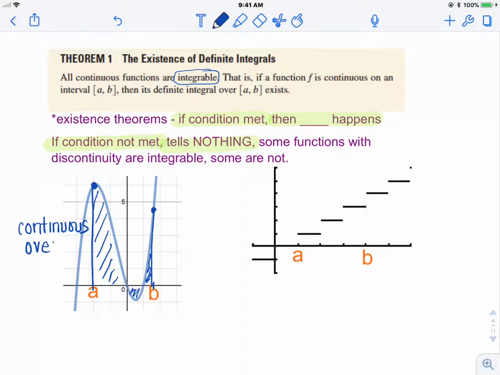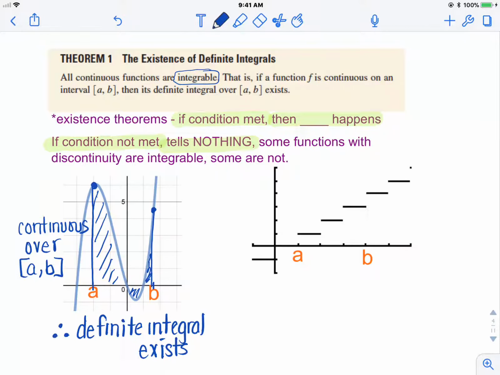Continuous over a to b, and our existence theorem says, you know what, if that's true, if it's continuous between those 2 points, I can conclude that a definite integral exists. There is one number that can describe that area and then have that meaning that we've been talking about.